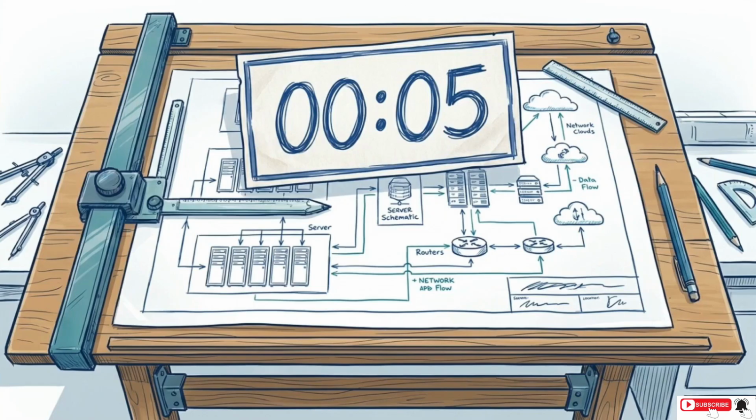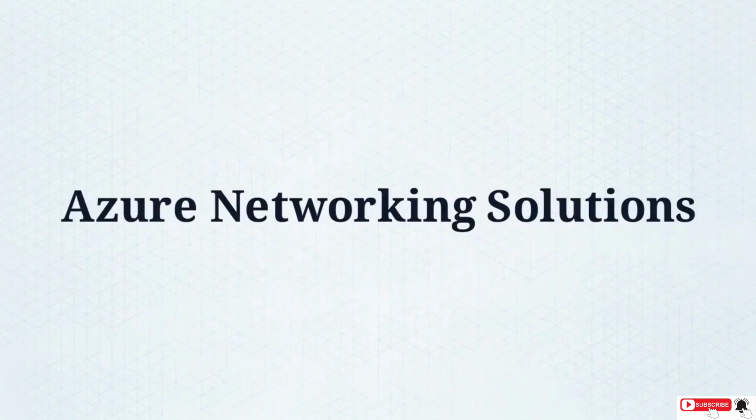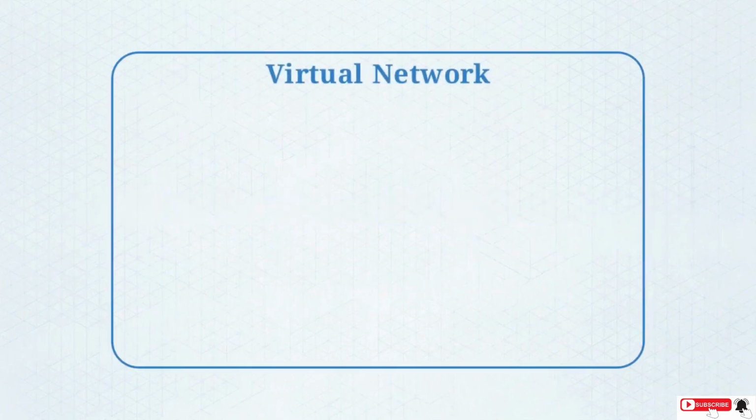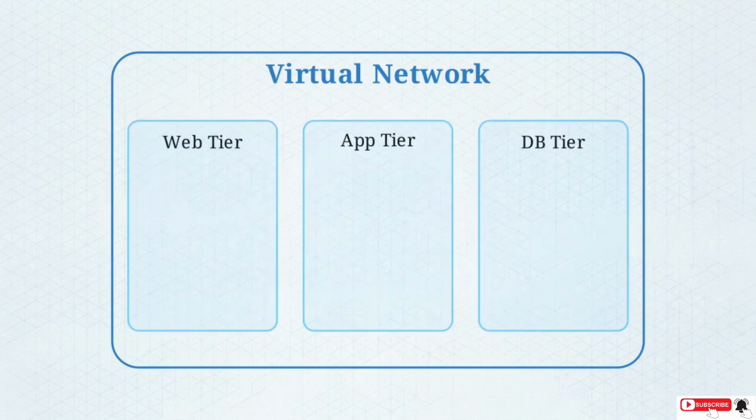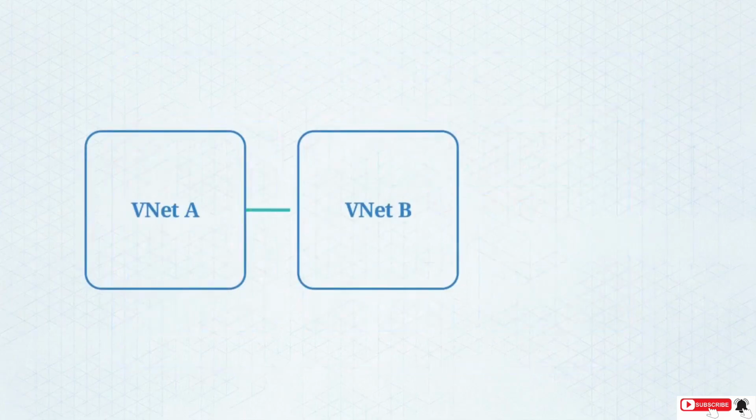Now test your recall. Pause the video and see if you can name the service used to connect two VNets versus connecting a remote laptop to Azure. Let's map the scenarios. Need an isolated network? Virtual network. Need to divide that network into tiers? Subnets. Need to filter traffic at the door? NSG. If NSG rule 200 allows traffic and rule 300 denies it, 200 wins. Lower number equals higher priority.